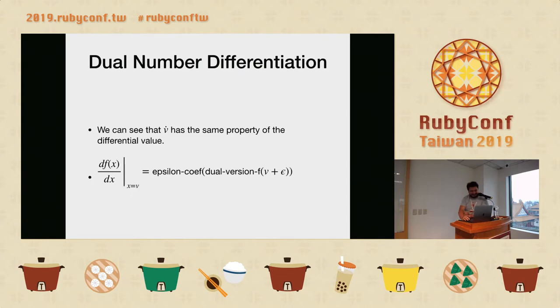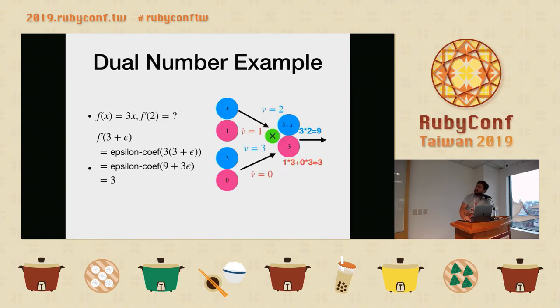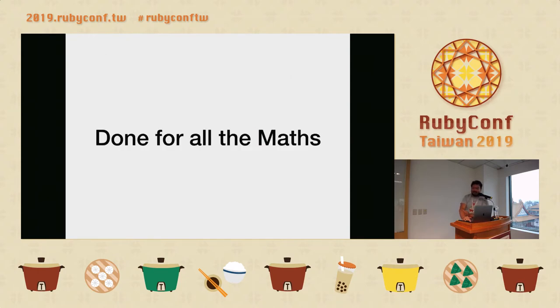Basically, we pass v, the original value, plus epsilon into a dual version of the function. After we calculate everything, we extract the epsilon part of it. An example is 3 times x. We just put it in, and we set x to 3 plus epsilon. The result is 9 plus 3 epsilon, and we just extract the epsilon part, so we get 3. So that's done for all the math.